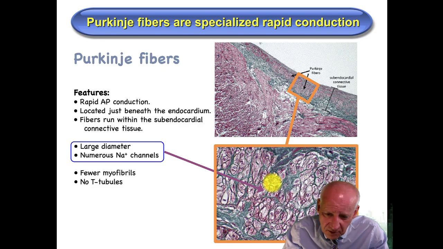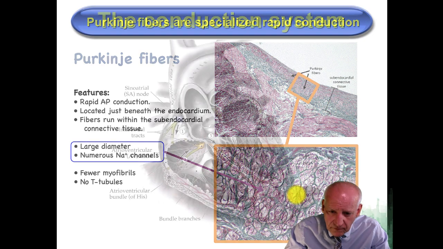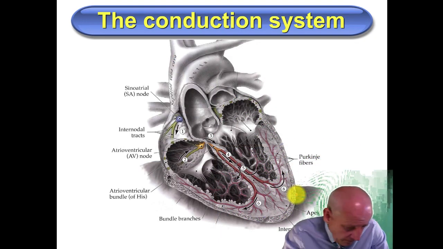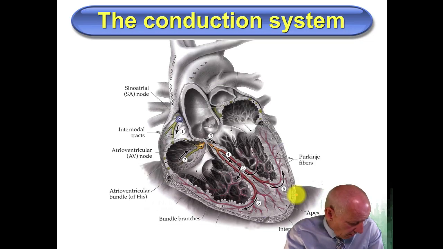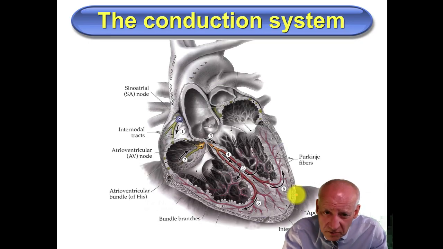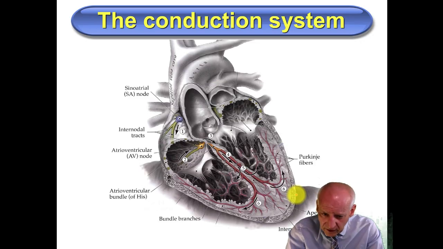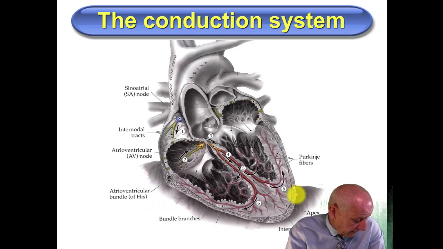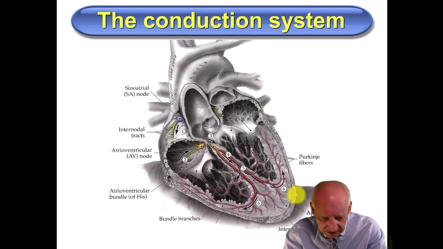Notice that the Purkinje fibers have a few myofibrils, but very, very few. They're highly specialized, and they lack T-tubules. So it's important to recognize that all 3 of these muscle cells are excitable. They can all transmit action potentials. All 3 are capable of so-called automaticity. That is, they can all initiate action potentials at regular intervals. And they are all muscle cells with varying degrees of specialized differentiation.